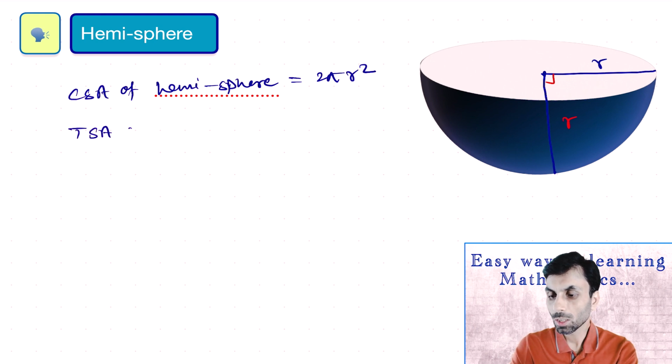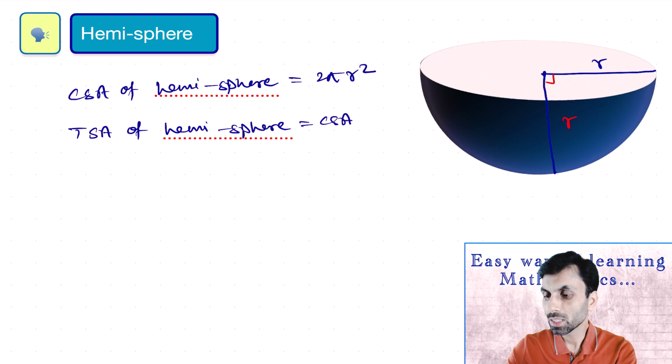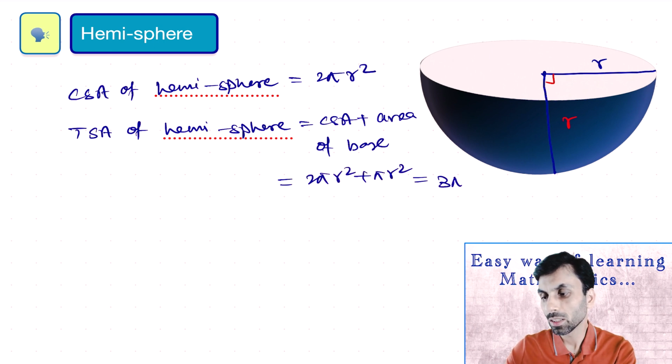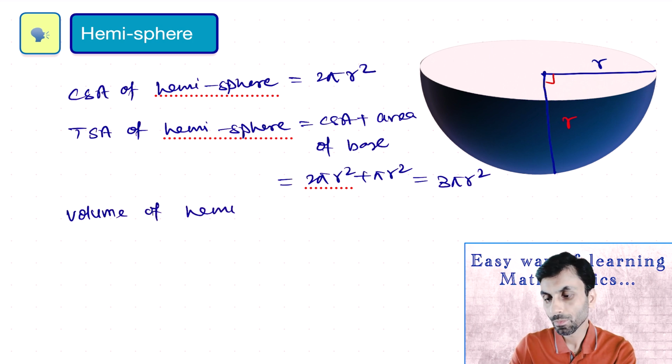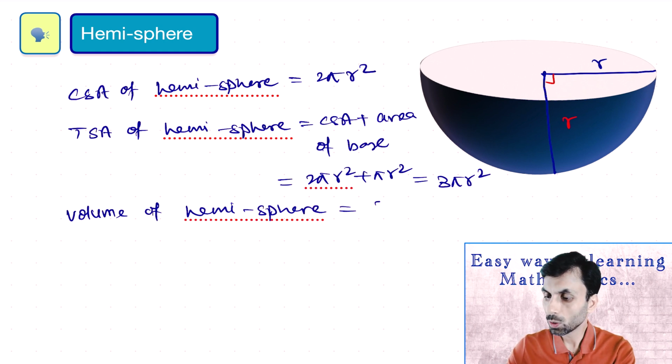Then the total surface area of hemisphere will be equal to curved surface area plus area of, you can say, base or top. So that will be 2 pi r square plus pi r square, which is 3 pi r square. And then when we talk about volume of hemisphere, it will be half of the volume of sphere, which means it will be 2 by 3 pi r cube.